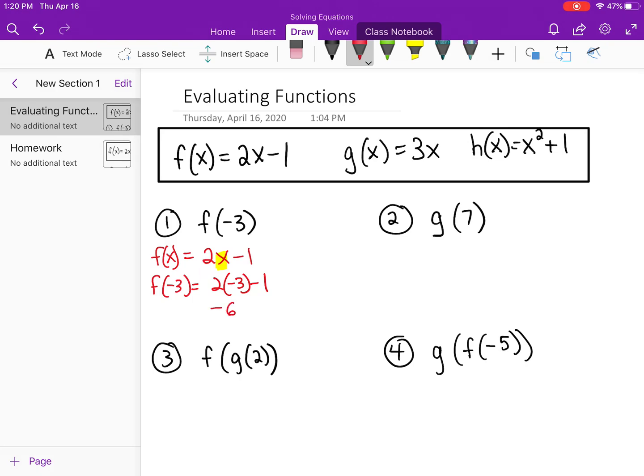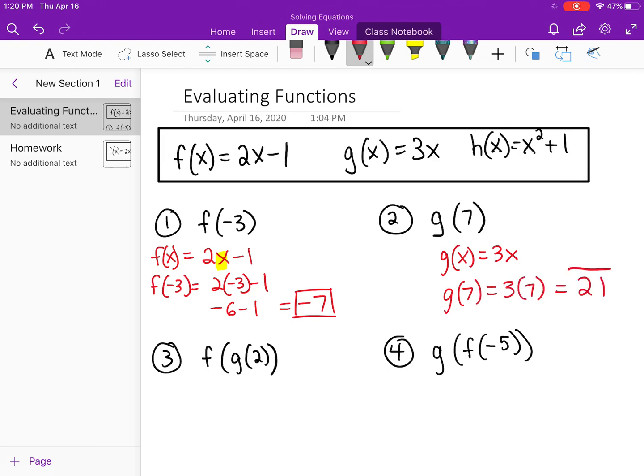So that's -6 minus 7. I'm sorry, -6 minus 1. I was thinking of the answer already. -6 minus 1 is -7. So put a box around it. That's the answer. So that's how you would evaluate the function f of x for -3. Let's do the same thing for g of 7. This one might be a little bit easier because g of x is just 3x. So g of 7 would be 3 times 7. So that's 21. That's it.